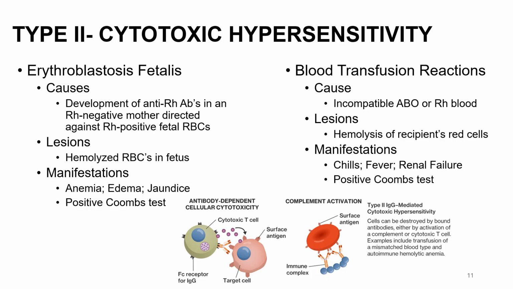Blood transfusion reactions. This is another classic type 2 reaction and a great reminder that compatibility matters. The cause is incompatible ABO or Rh blood. Lesions: we see hemolysis of recipient red blood cells. The manifestations would result in chills, fever, and possibly renal failure.